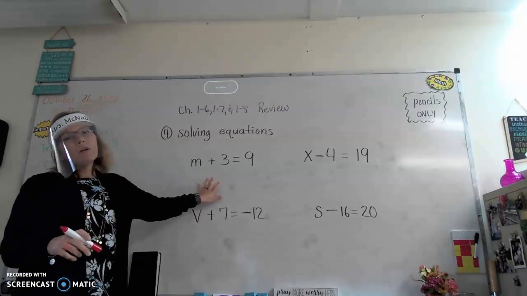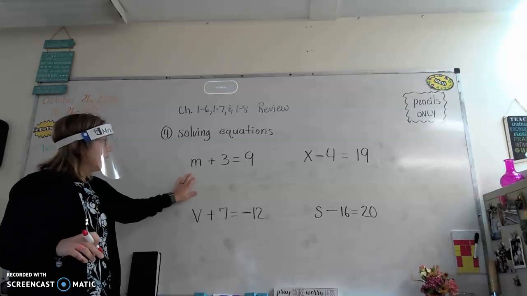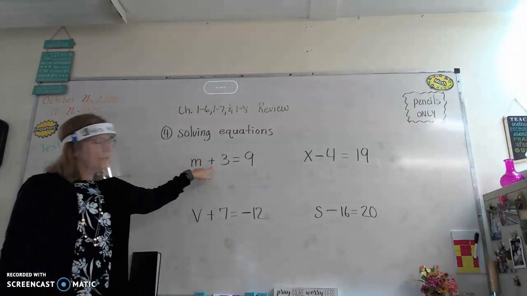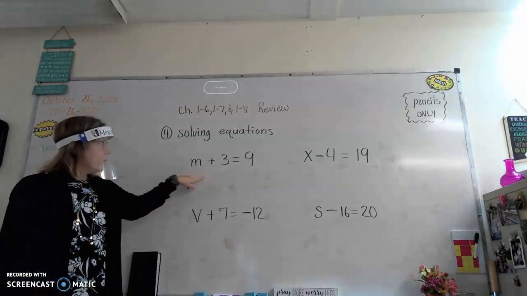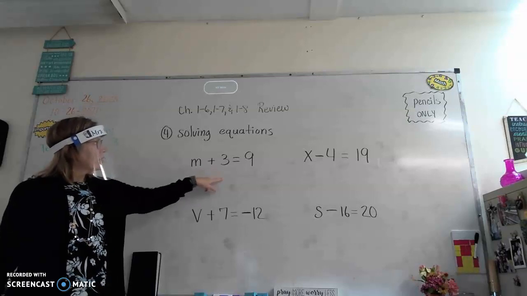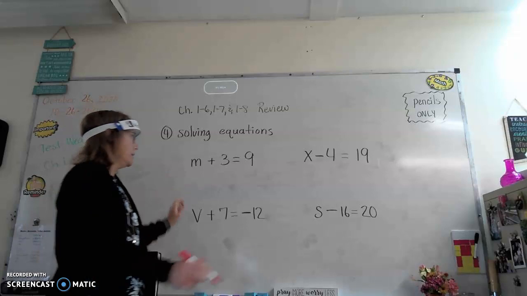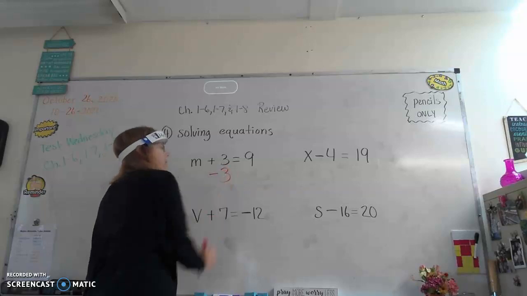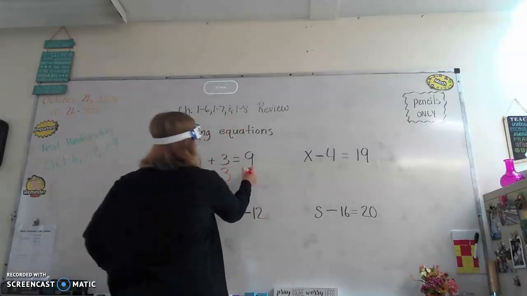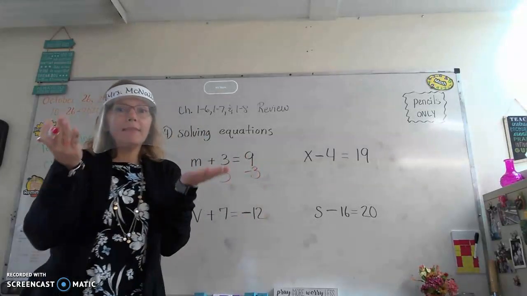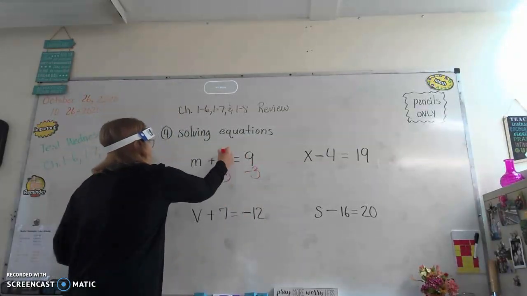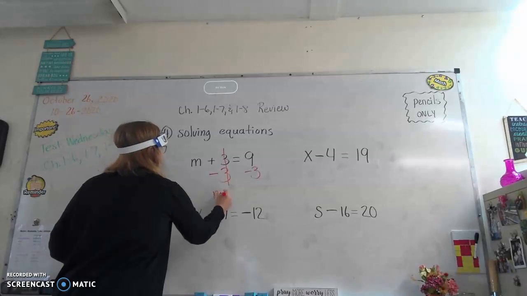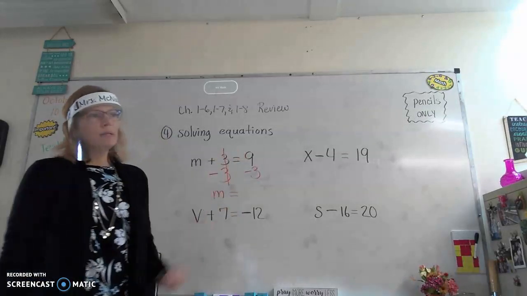So remember, when we're solving equations, we always look at what's happening to the variable and we do the opposite. So what is happening to the m? It's adding 3. So the opposite of that is what? Subtracting 3. And whatever I do to one side? Goes to the other side. Equations always have to stay balanced. What happens to these two? Cross them out. They cancel each other out. And then 9 minus 3 is? 6.